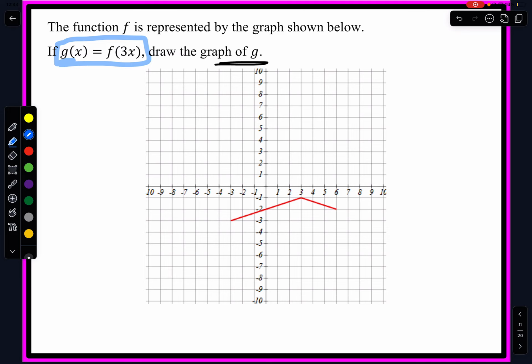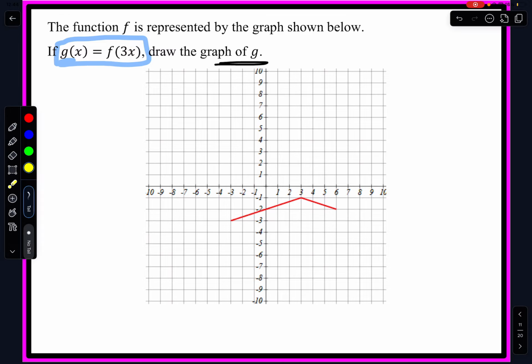This is going to result in a horizontal dilation, not to be confused with a vertical dilation. That occurs when we multiply the f of x by 3, so that would look like this instead: 3 times f of x. That is a vertical dilation, and this notation is a horizontal dilation, so it's going to affect the x values.